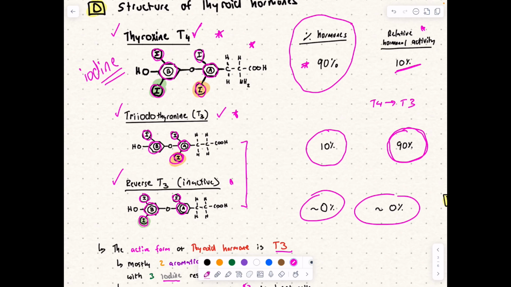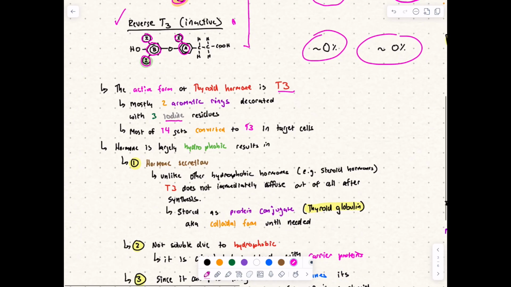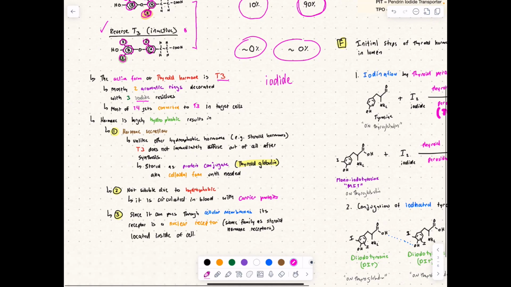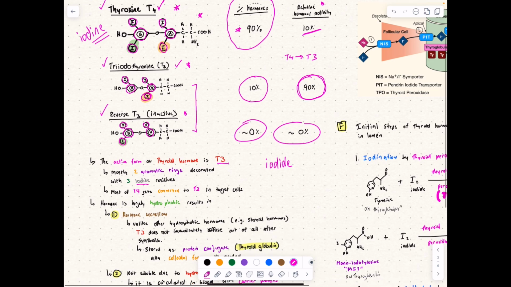After you get your food, you dine. But first you have to take in your food, which is iodide. Okay, so as we said, T4 gets converted into T3 in the target cells.